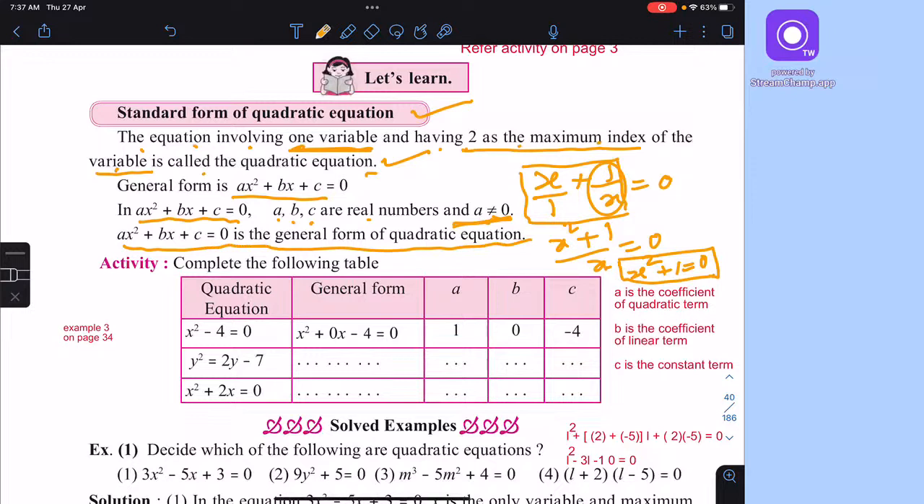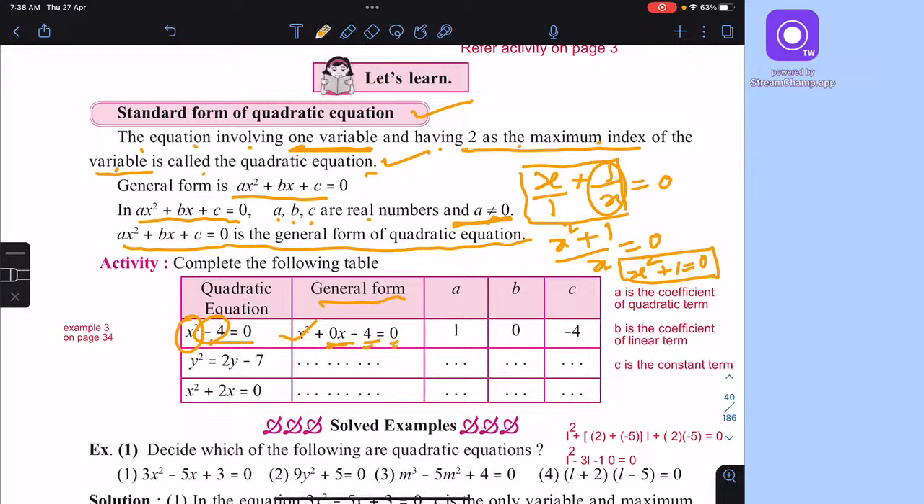Remember this. In examination, if they ask the question, write the following equations in general form. So here, for example, you are given x² - 4 = 0. In general form, you have to first write x². Then if there is a term in x, you have to write it. If there is no term, you can write 0x. And then the constant term, where there is no variable, that is -4 = 0.